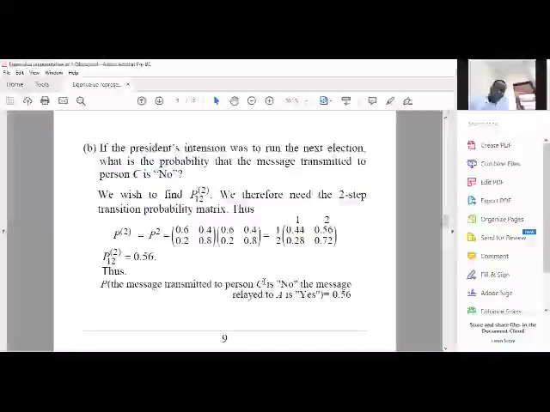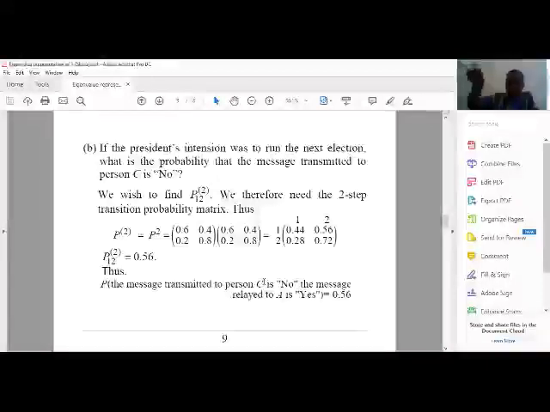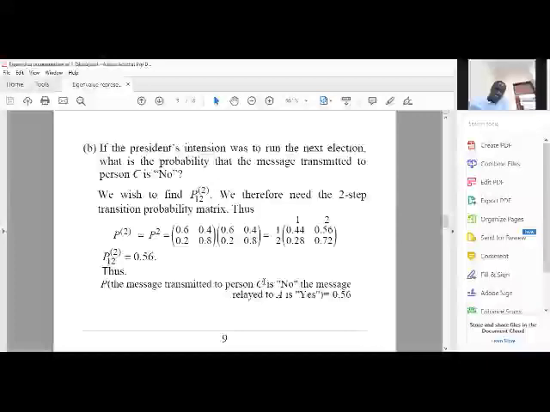Have you seen it? So the president told A that he wants to run the election. What's the probability that B will be giving an opposite answer? Because it's moving from the president, the president is the first originator of the message. So when it moves to A, it's transition one. That's the first transition. When it moves to B, it's the second transition. And because we are moving from the president to B, it means we need the second transition probability matrix.